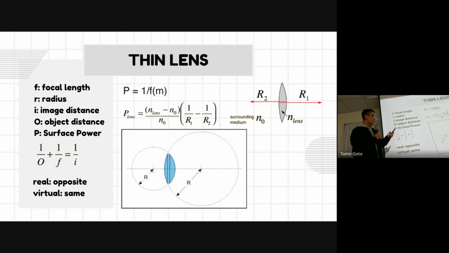So now we have the thin lens, and they use the same formula as the spherical mirror. However, the focal length in this case is given by 1 over P, and P is the surface power. The surface power relates to the index of refraction of the lens and its surroundings, and also the radii of both curves. So the R1 curve of a convex lens is positive, and the radius R2 is negative for a convex lens.